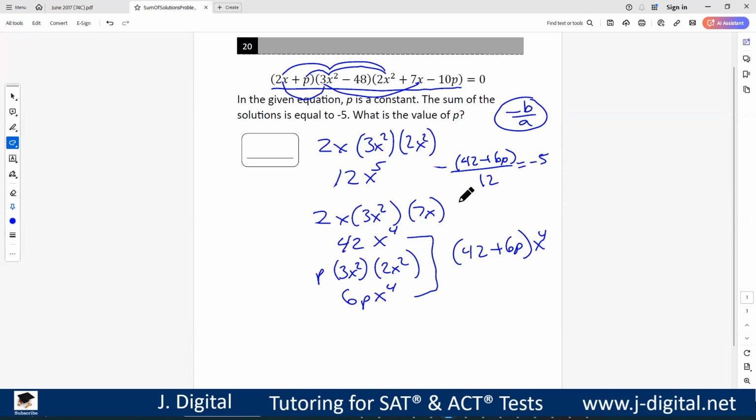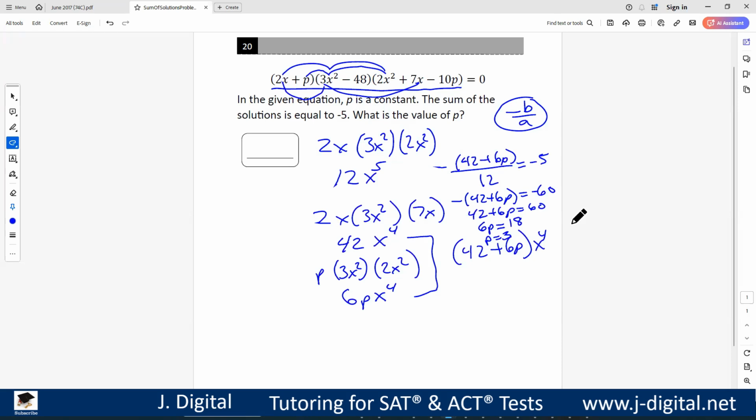Okay, multiply both sides by 12. Multiply both sides by negative 1, make them positive there. Okay, now just solve for p, subtract 42 from both sides, 6p equals 18. Then divide both sides by 6, p will equal 3. Okay, so if you can figure that out, that might be faster than the other method, but it's up to you to decide which one's faster for you.